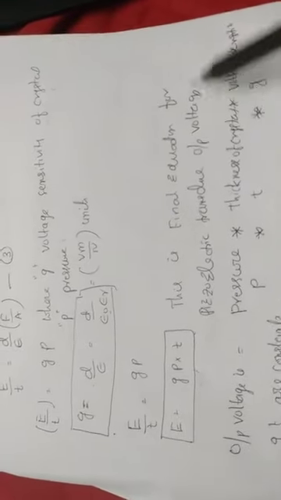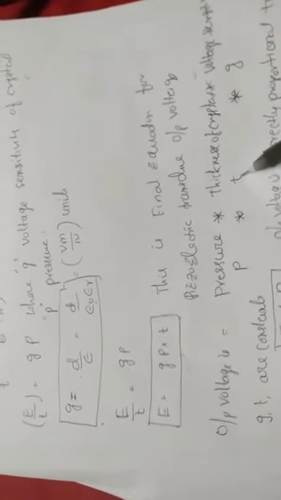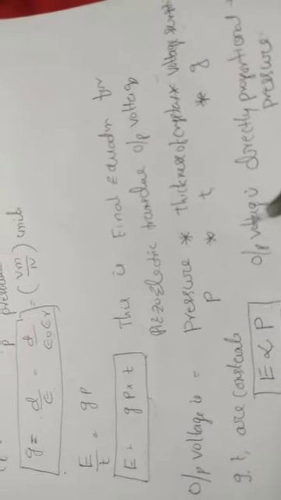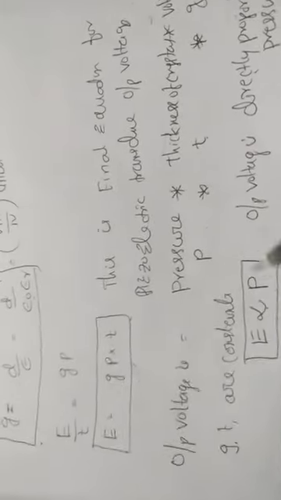So this is the final equation for the piezoelectric transducer output voltage. The output voltage is equal to pressure into thickness of the crystal into voltage sensitivity. G and T are constants, so E is directly proportional to P. So the output voltage produced is directly proportional to the applied pressure.